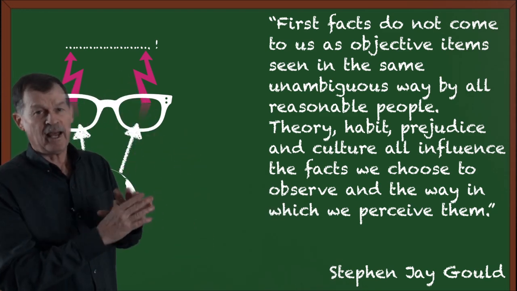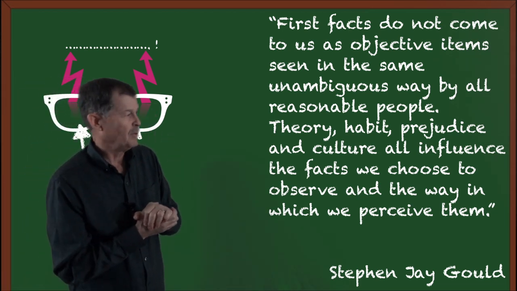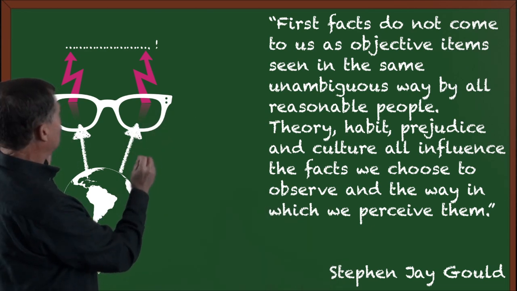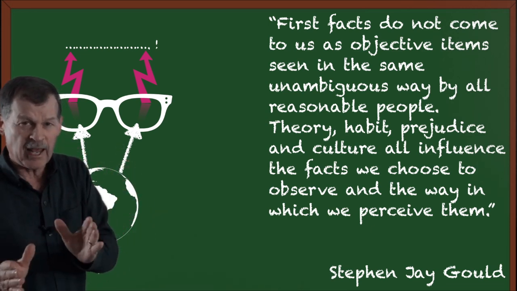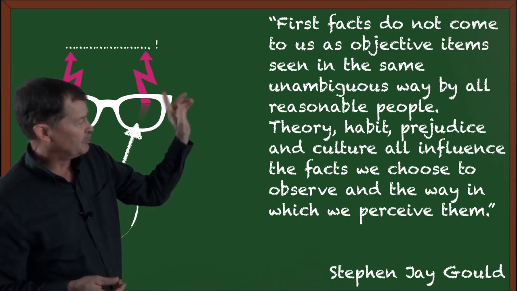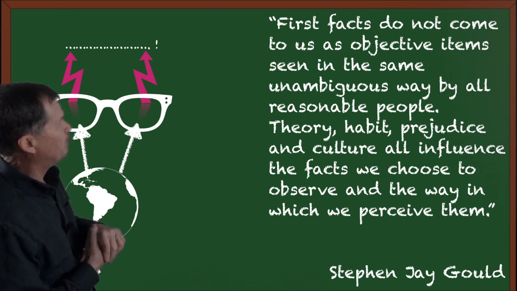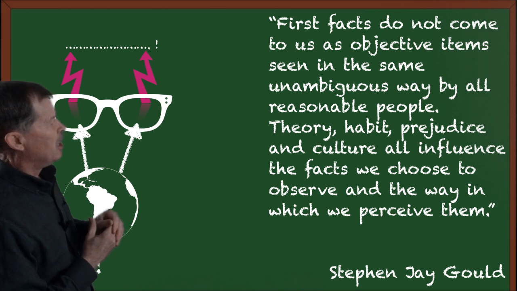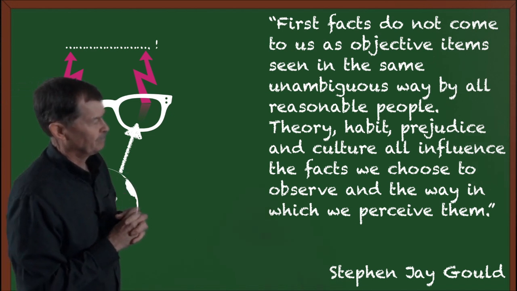So that is an outline. That is where we're going with this course. Those 13 different units, chapters, and what I'm coming back to again is the eyeglasses that are behind me here that show the interpretation method is straight lines coming up out of the world. What we're looking at is a world, but our interpretations of it are influenced by what Stephen Jay Gould says. First, facts do not come to us as objective items seen in the same unambiguous way by all reasonable people. Theory, habit, prejudice, and culture all influence the facts we choose to observe and the way in which we perceive them. Now, what does he mean by that?